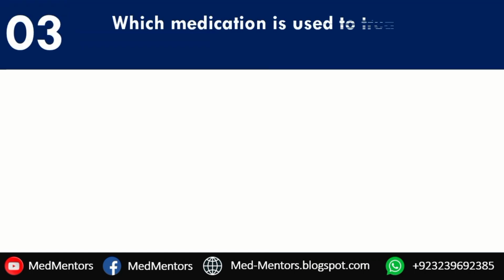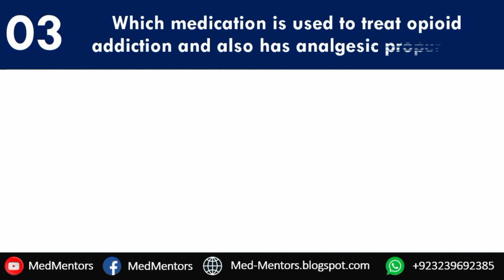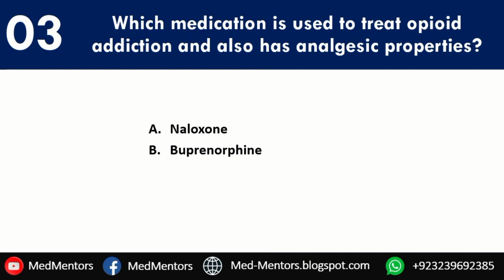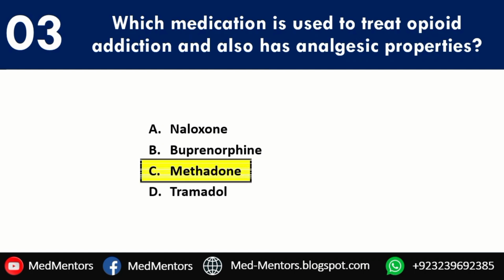Number 3. Which medication is used to treat opioid addiction and also has analgesic properties? Option A. Naloxone. Option B. Buprenorphine. Option C. Methadone. And option D. Tramadol. The correct answer is methadone. Methadone is a long-acting opioid agonist used for opioid substitution therapy and pain management.